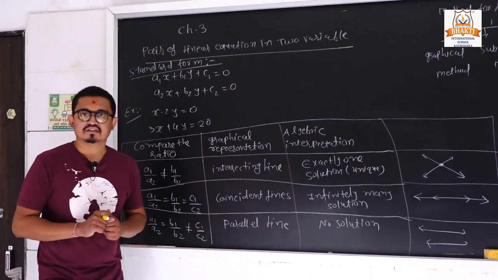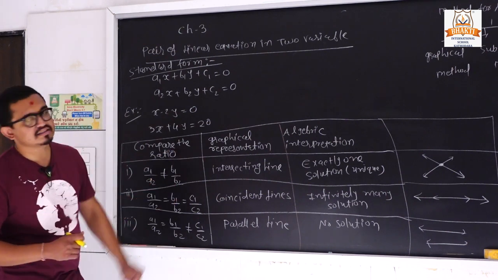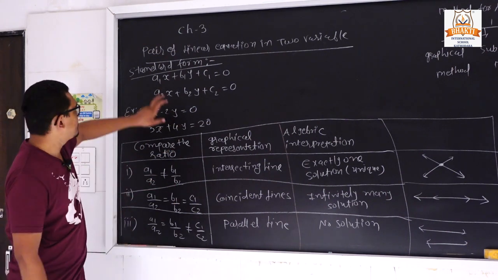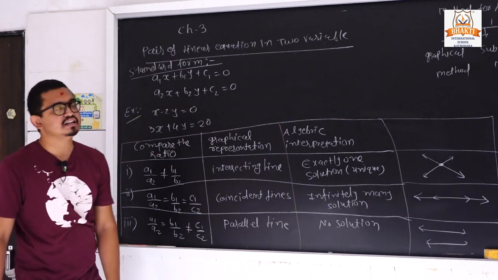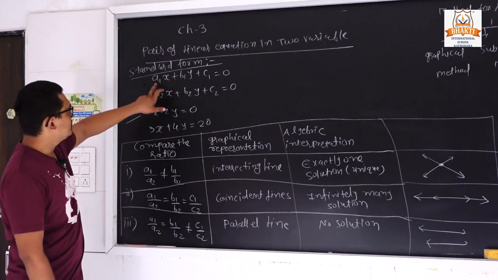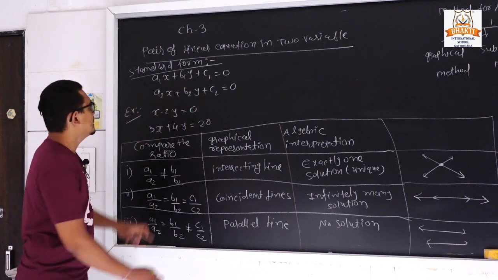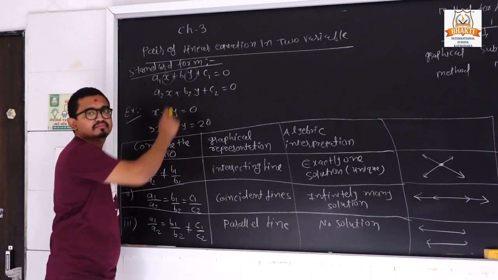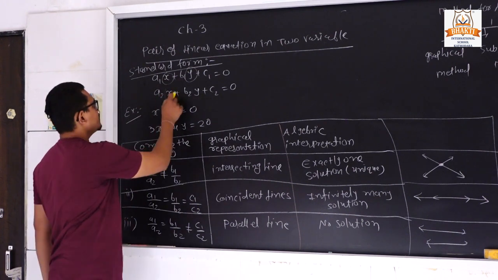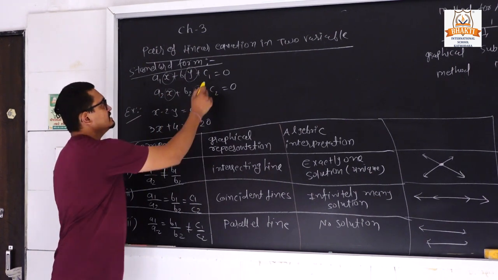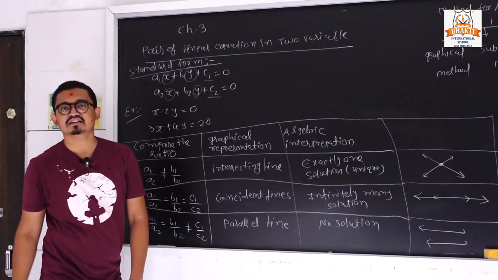For that, first of all we will learn some basic concepts. We start with the standard form of the pair of linear equations. See, here it is, the standard form. We have two equations, 1 and 2, and two variables x and y, with constant terms c1 and c2.